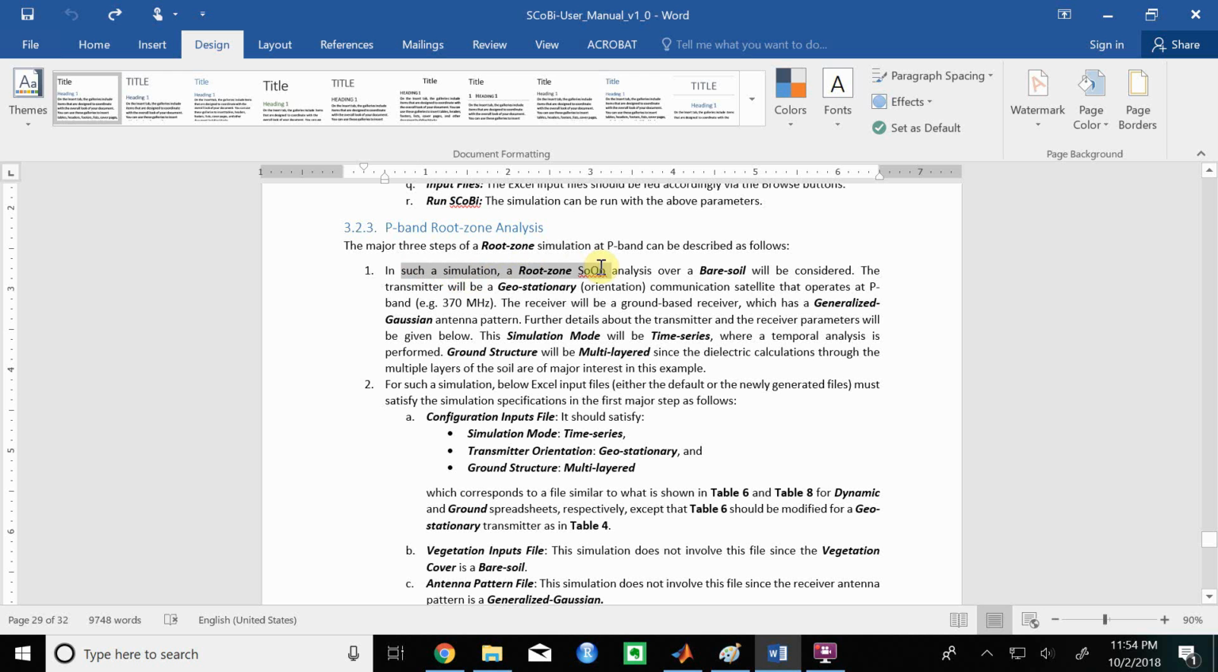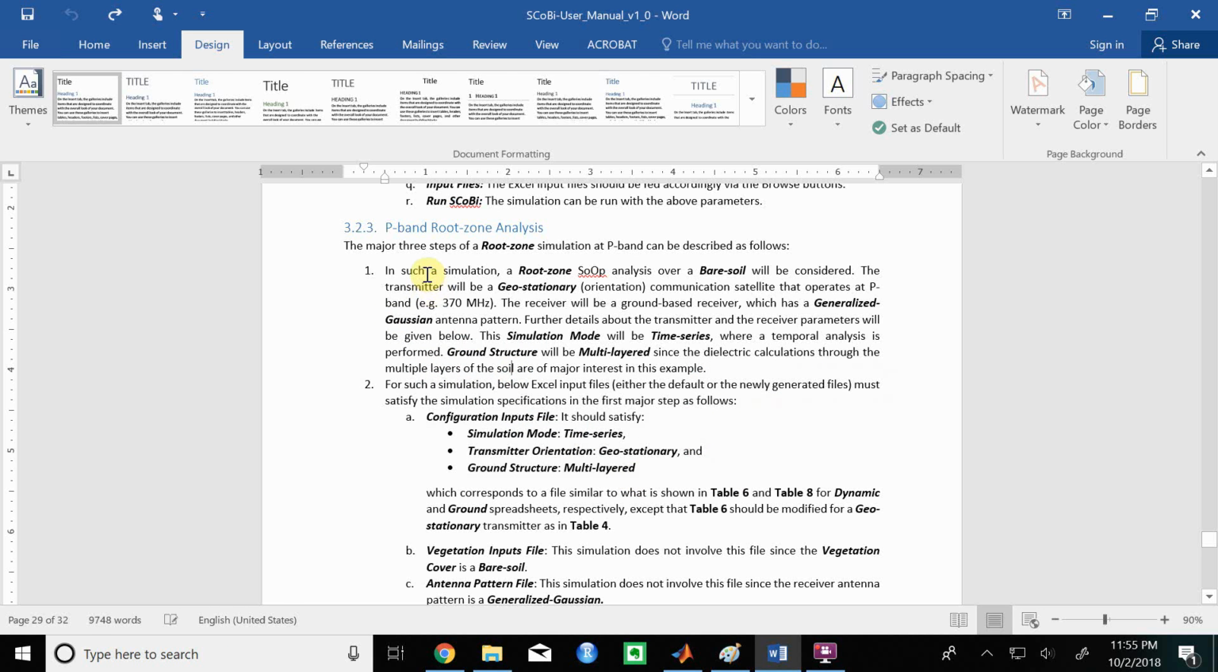Okay, so again, this is a root zone analysis over bare soil. And we're going to assume, for simplicity's sake, that we have a geostationary transmitter. The antenna is going to be a generalized Gaussian antenna pattern, and we will be looking at things in a time series mode, so this is different from the last ones. And again, this is multi-layered because of this being a root zone analysis. Okay, so let's look right into our configuration input files.